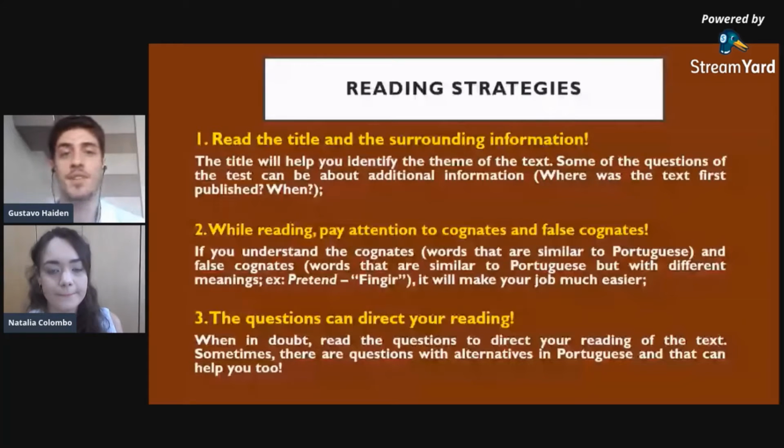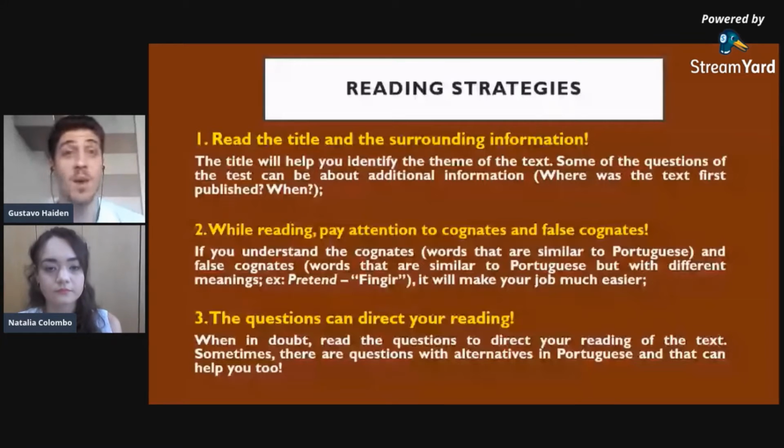And one more strategy, number 3: the questions can direct your reading. When in doubt, read the question to direct your reading of the text. Sometimes there are questions with alternatives in Portuguese, and that can help you too. Então, uma estratégia que eu, pelo menos quando faço provas, uso muito, ler as perguntas antes do texto. Ler as perguntas vai te ajudar a ter uma ideia do que vai aparecer no texto, então você já vai chegar mais preparado para saber buscar as informações que você vai precisar para responder bem as perguntas, além de que, no caso do PAS, há perguntas com alternativas em português. E isso também pode ajudar na compreensão.